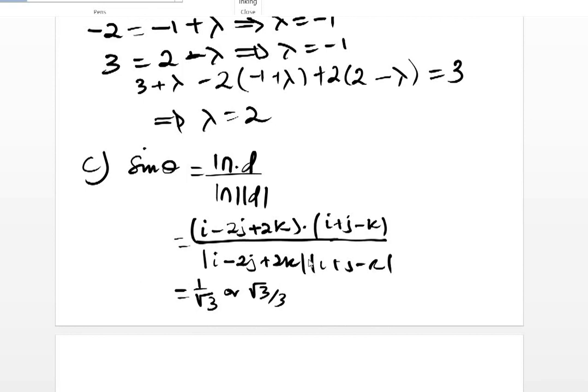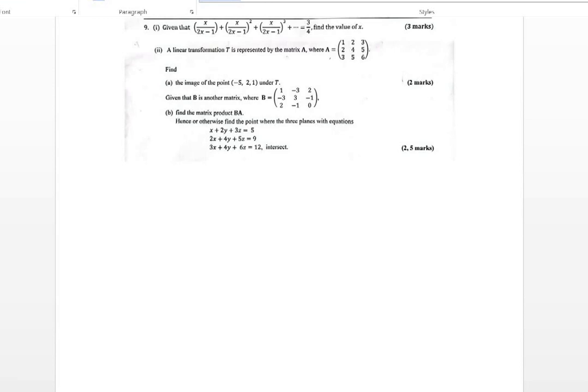Okay, that said, let's go to question 9. Looking at question 9, given that we have that, find the value of x. When you look at this, what do you notice? Yes, what do you notice about this?